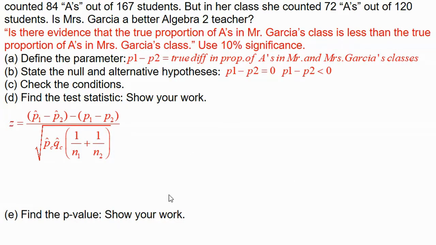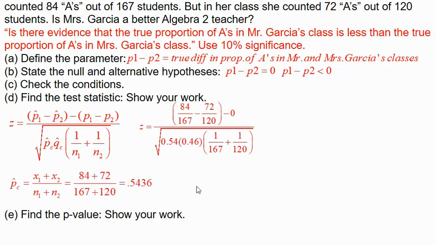The conditions are good. Find the test statistic. Okay, this is where I told you that although you do have the calculator that can find all of this for you, you are supposed to show your work, I guess, on the real AP exam. Or if I do ask you to show your work on a test or something and take a picture, this is what you would have to show.